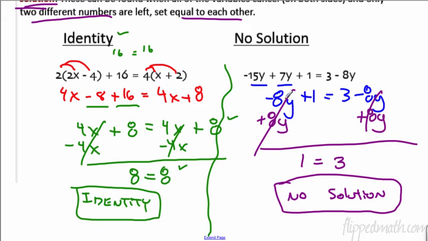Because look, we have negative 8y plus 1. When is that going to equal negative 8y plus 3? When are you going to take a quantity, add 1, and it's going to be equal to the same thing plus 3? That'll never happen. That's why that one ends up being no solution.